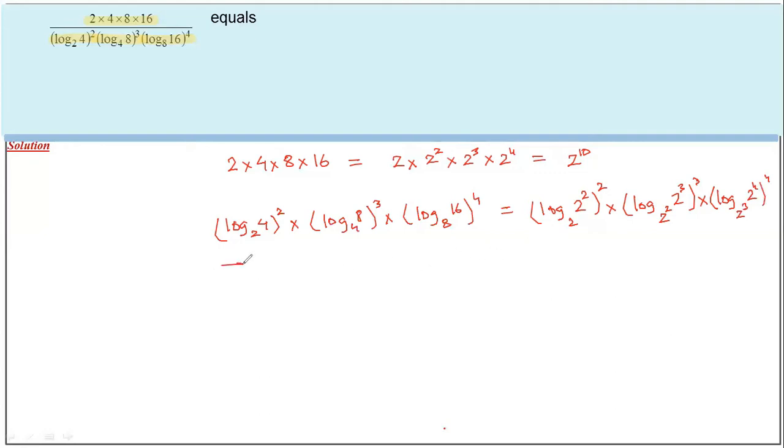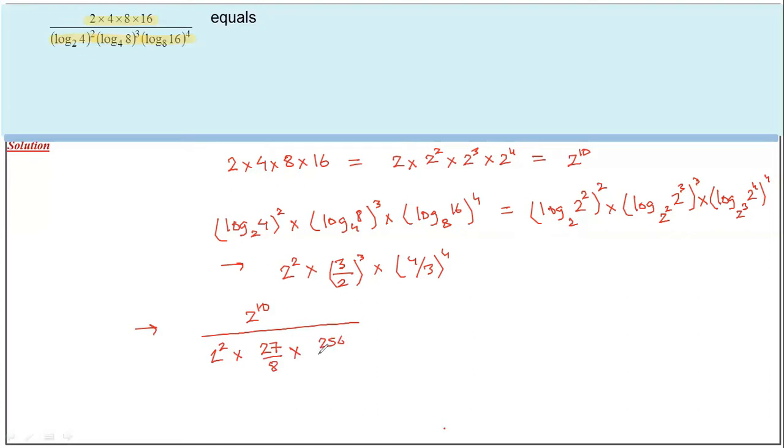So this becomes equal to 2 square into 3 by 2 whole cube into 4 by 3 whole to the power 4. So next, the given expression is 2 to the power of 10 by 2 square into 27 by 8 into 256 by 81.